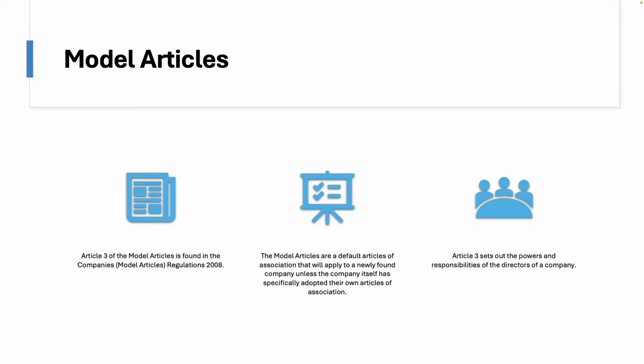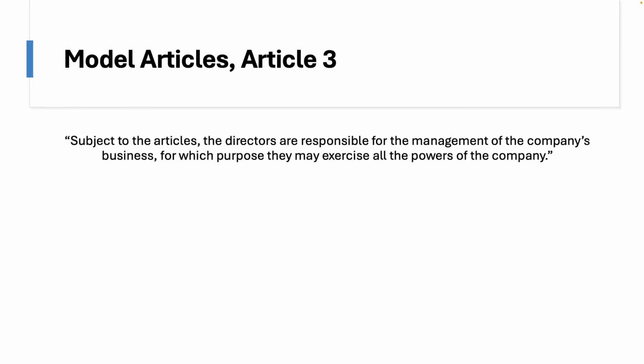Now, Part 3, Article 3 of these model articles sets out the powers and the responsibilities of directors of a company, and we will talk about that in this lesson. So, fundamentally, Article 3 looks a little bit like this. It says, subject to the articles, the directors are responsible for the management of the company's business, for which purpose they may exercise all the powers of the company. That's a pretty broad and all-encompassing power that is given to the directors of a company.